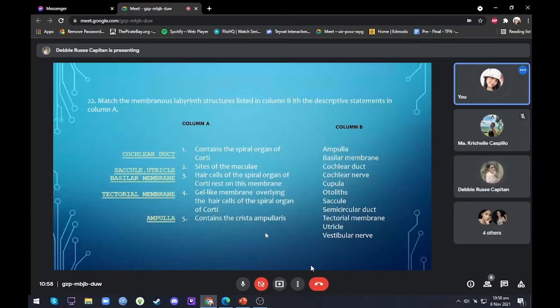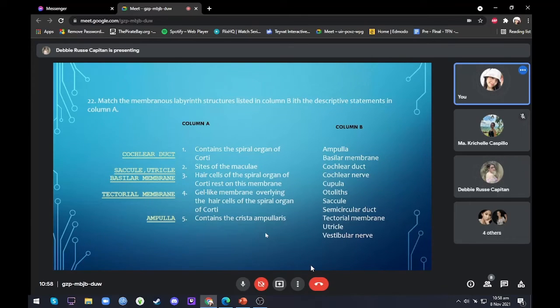Number 22, match the membranous labyrinth structures listed in column B and the descriptive statements in column A. As you can see in column A, number 1 contains the spiral organ of Corti. This is the cochlear duct. Number 2, sites of the maculae. This is the saccule and utricle. Number 3, hair cells of the spiral organ of Corti rest on this membrane. This is the basilar membrane.